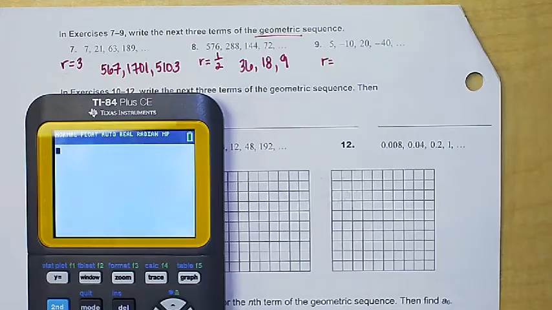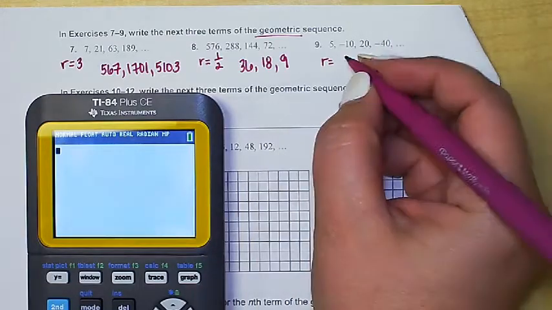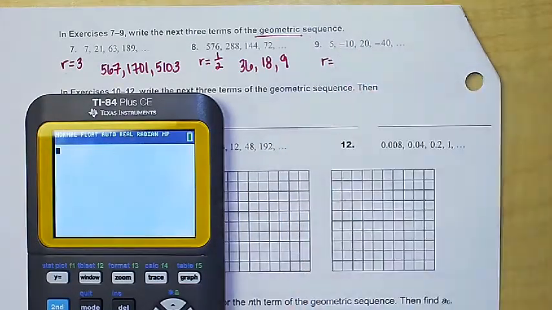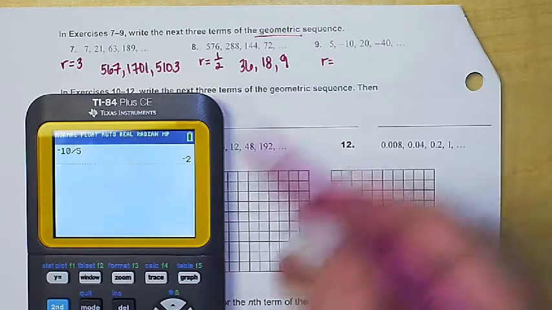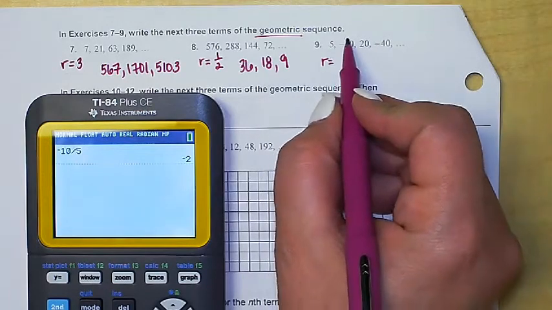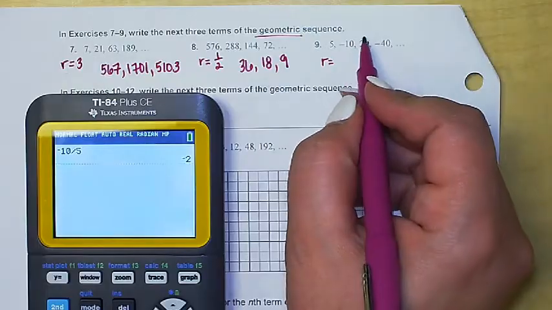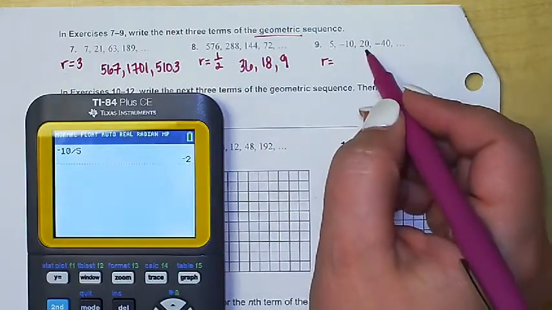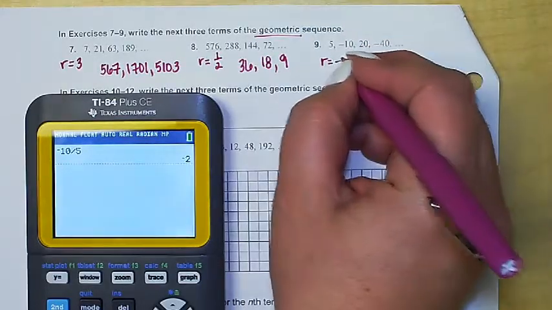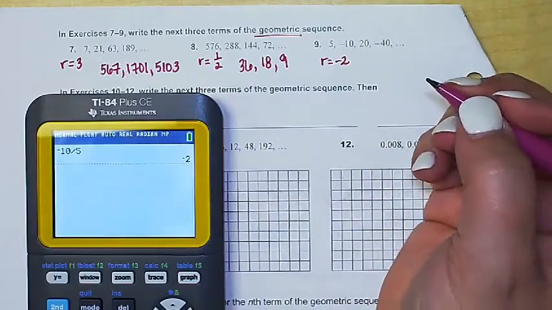And then we will use it to extend the pattern. If I left off at -40, well, actually, let's find our R value first. -10 divided by the previous. So that means that we multiplied by -2 to get -10. -10 times -2 is 20. 20 times -2 is -40. So yeah, definitely -2 as our common ratio.